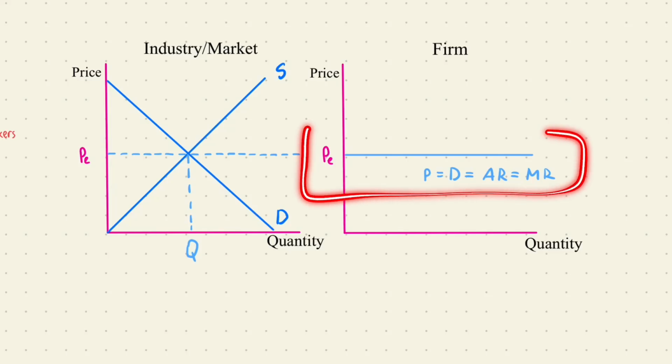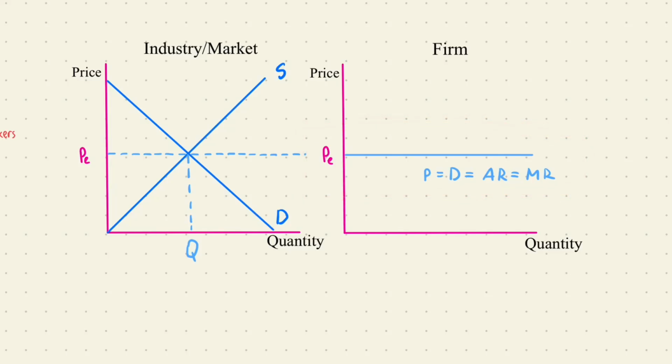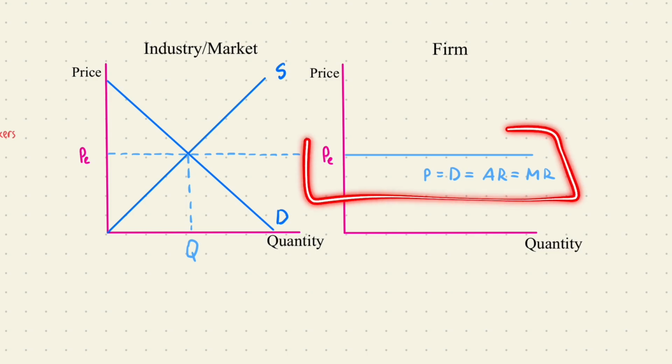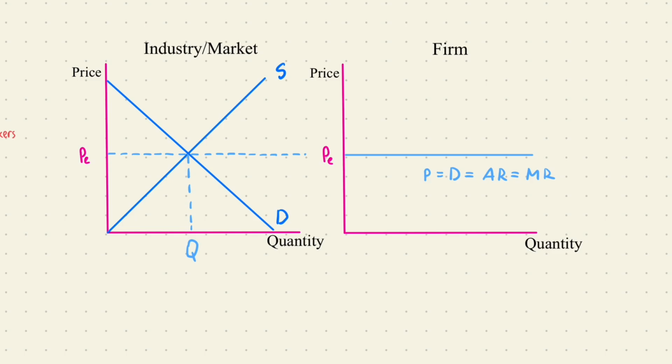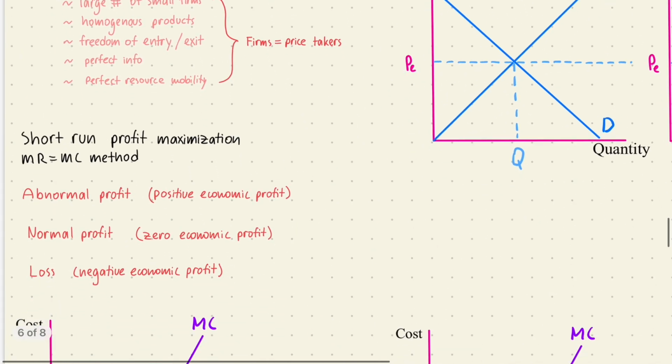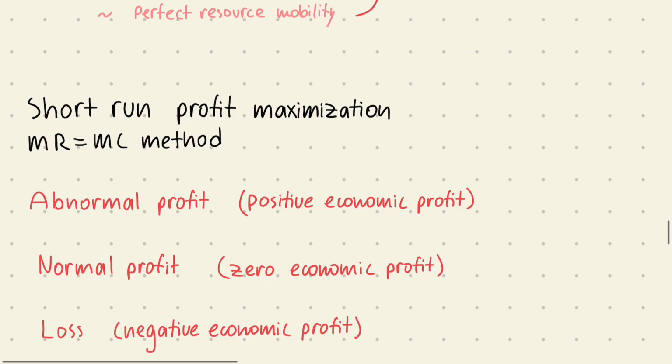Now that we established that this is the price firms in a perfectly competitive market take, firms are price takers, we're going to move on to the short run situation. In the short run, firms are seeking to profit maximize, and there's three different scenarios that you could have in the short run. In the short run, a very important thing to memorize is MR equals MC. The MR equals MC method is the point at which firms are either making abnormal profits, normal profits, or losses.